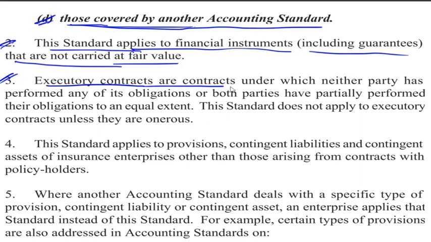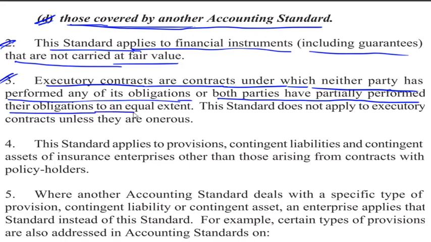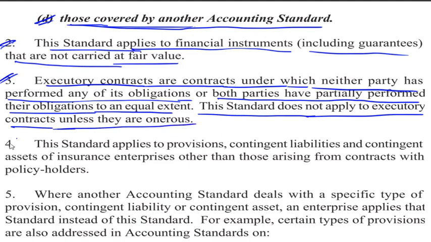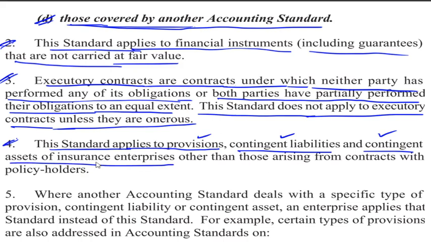Executory contracts are contracts under which neither party has performed any of its obligations or both parties have partially performed their obligations to an equal extent. This standard does not apply to executory contracts unless they are onerous. This standard applies to provisions, contingent liabilities, and contingent assets of insurance companies other than those arising from contract with policyholders.